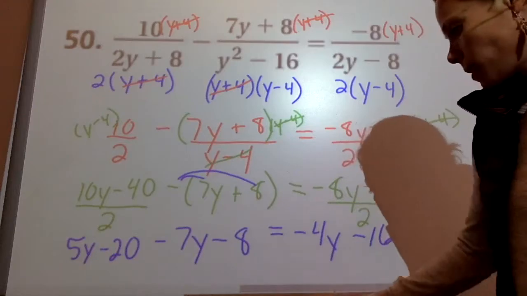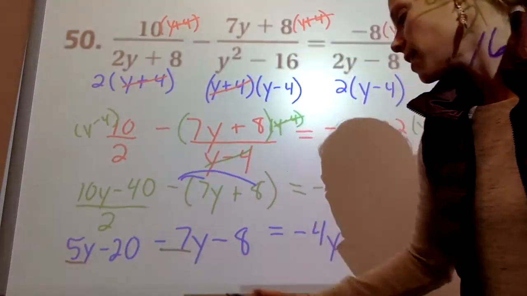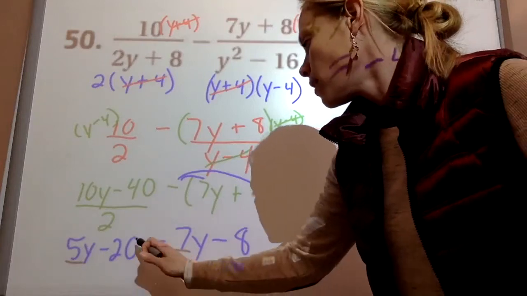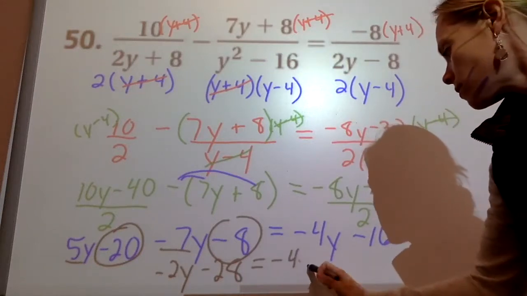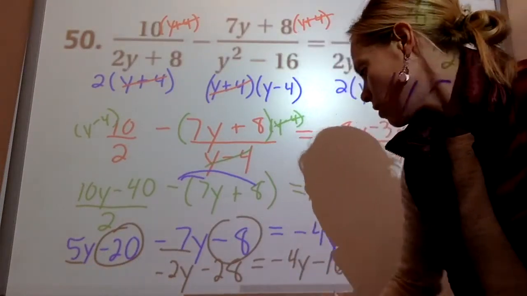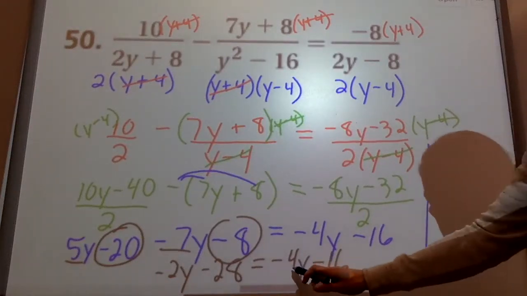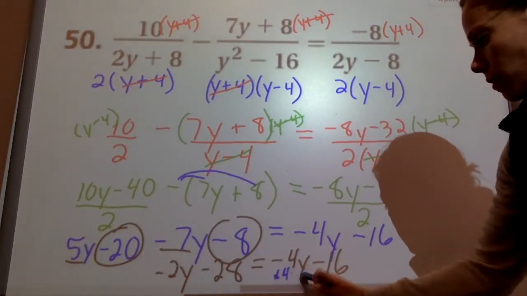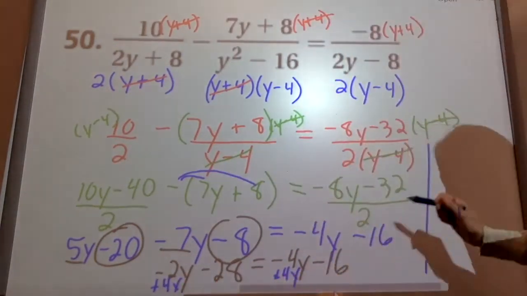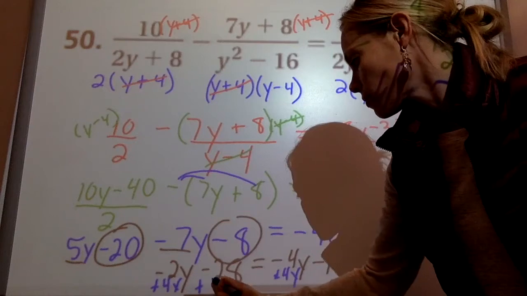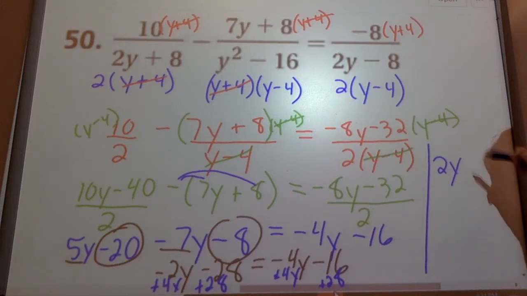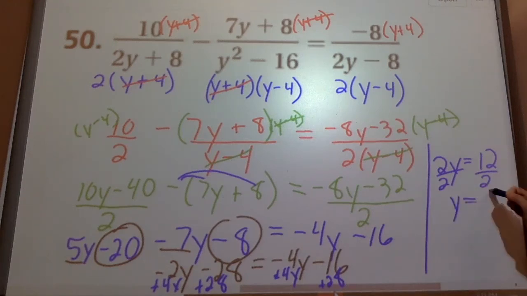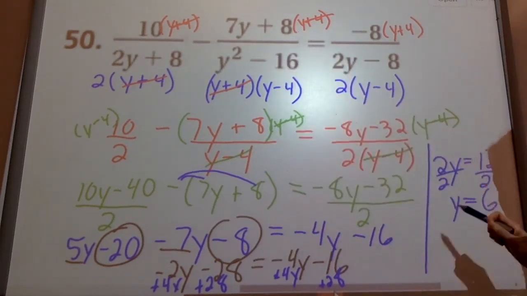So again, linear, you have to combine the y's here. So 5 minus 7 is negative 2y. Negative 20, negative 8 is negative 28. And then to solve, I would add the 4y over. So I get 2y, add the 28 over, and get 12, divide by 2, and I get y equals 6. Is that okay for y to be 6? And it is. That's okay.